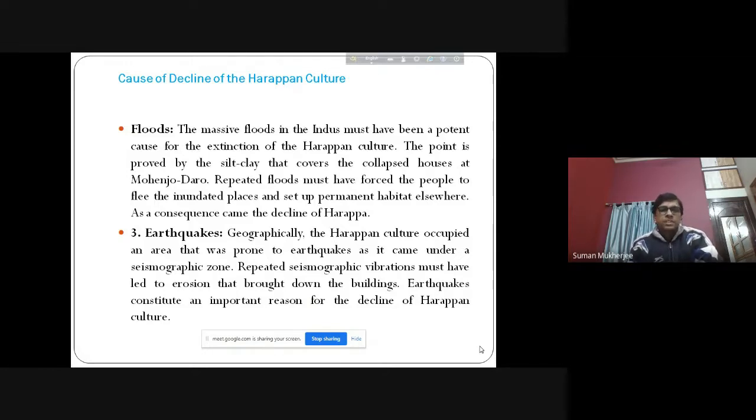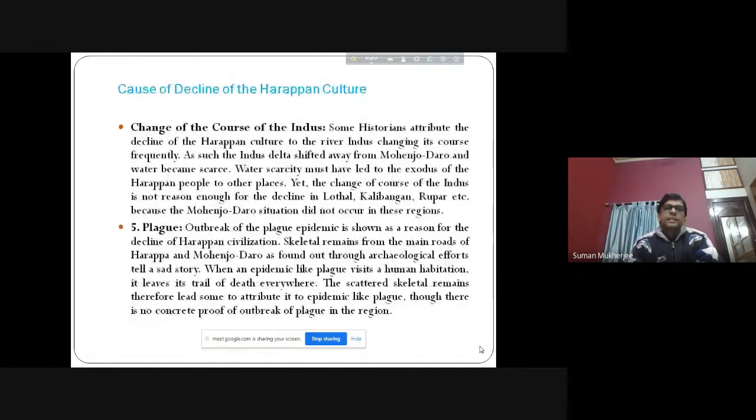Number two is earthquakes. Geographically, the Harappan culture occupied an area that was prone to earthquakes as it came under a seismic zone, and repeated seismic vibrations must have led to erosions that brought down the buildings. And earthquakes continue to be an important reason for the decline of the Harappan culture.